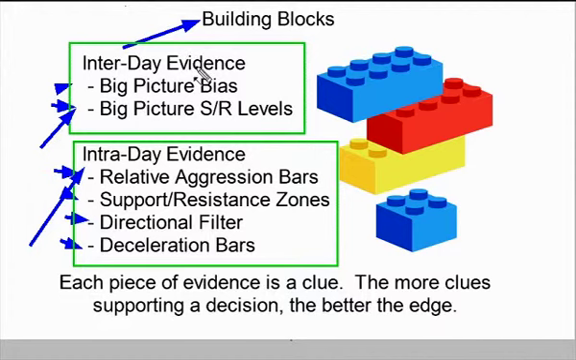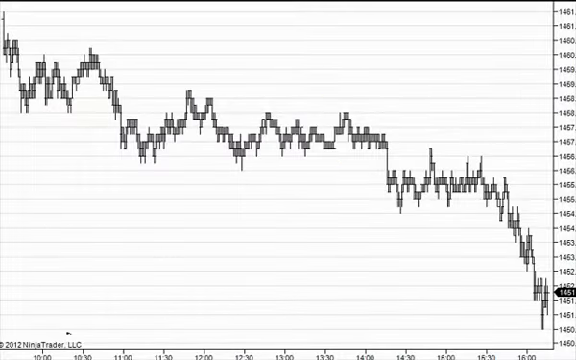But in other words, you want to look at each of these components in isolation, and then the more of them that come together, the bigger your edge can be. So to make sense of that, let's just start with a naked chart and then build it out one piece at a time. So here's a chart with no indicators on it at all, and the first one I'm going to add is what we call our relative aggression bars.